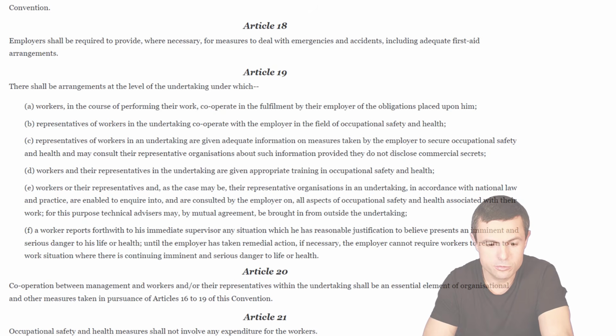Now, if you wanted to read the wording of those rights for yourself, you'll find it in C155, Article 19. So there shall be arrangements at the level of the undertaking under which representatives of workers are given adequate information. Workers and their representatives are given appropriate training. Workers or their representatives are consulted by the employer on various rights, essentially a right to information, a right to training, and a right to be consulted, and also the right to stop work and leave if there's imminent danger.